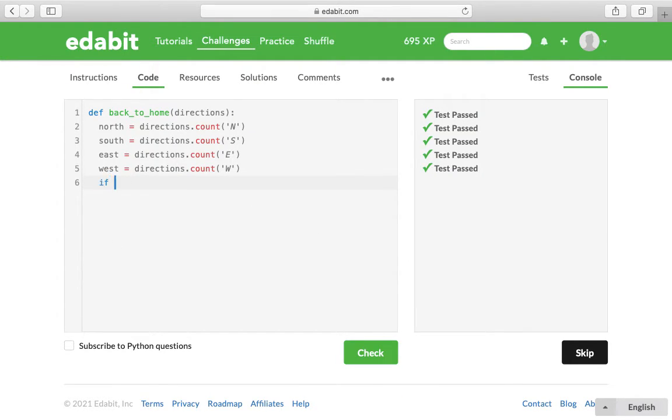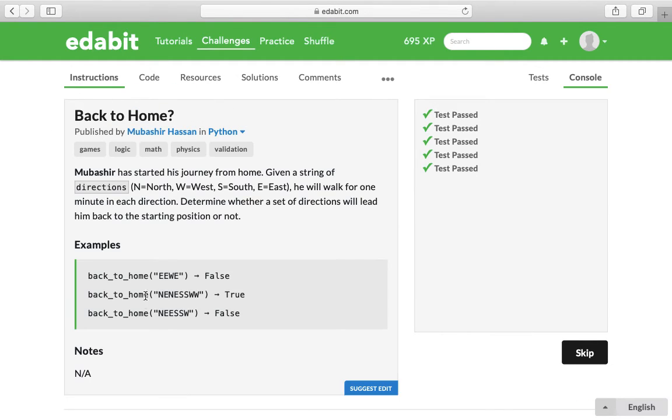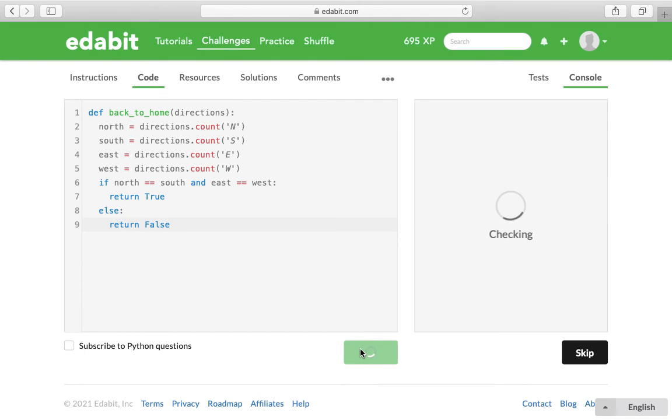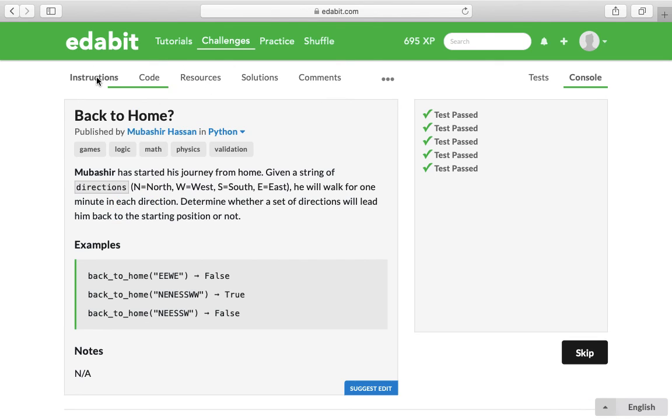So if north equals south, because we want the same number, so if there's 2 norths, we want 2 souths, or if there's 0 norths, we want 0 souths, and east equals west, we can return true, because that will take that person back home, else return false. So I think I have my logic right on this, so let me check the test, and they all passed. So that is how you solve the logic problem of Back to Home, the Python Edabit challenge.